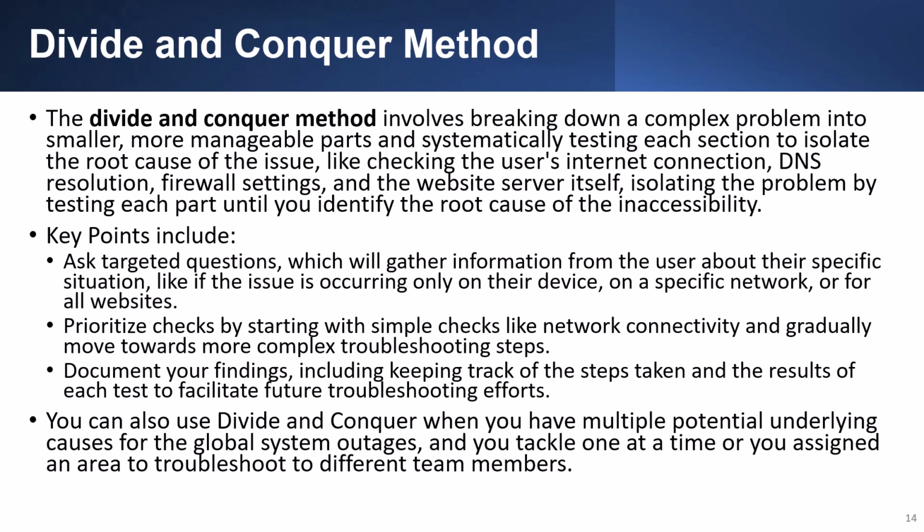The divide and conquer method involves breaking down a complex problem into smaller, more manageable parts and systematically testing each section to isolate the root cause of the issue, like checking the user's internet connection, DNS resolution, firewall settings, and the website server itself, isolating the problem by testing each part until you identify the root cause of the inaccessibility.